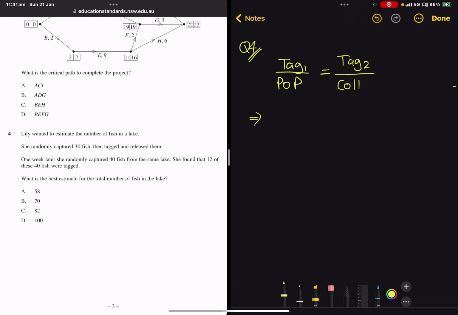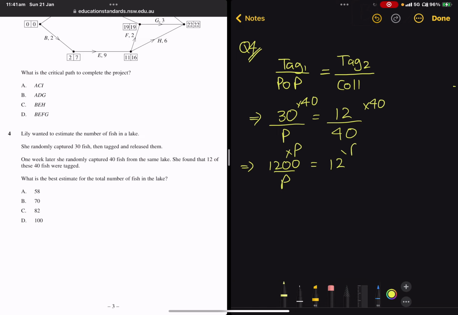So if we plug all of our numbers in here, we have 30, the number that she tagged, over population, which is unknown, is equal to 12, the number of fish that were tagged when recollected, divided by 40, the number of fish she recollected. And we need to solve this for p. So we multiply both sides by 40. We get 1200 over p is equal to 12. Multiply both sides by p. This gives us 1200 is equal to 12p. Divide both sides by 12. This gives us p is equal to 100.